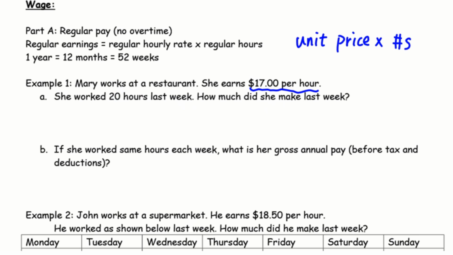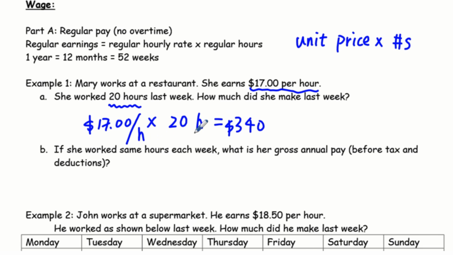So this is a number of hours. So unit price times hours give you the regular earnings. So we are going to just use unit price, the regular hourly pay times 20 hours. Then we are going to see, so this one is per hour times 20 hours. Then we have $340. So the hour cancel out.